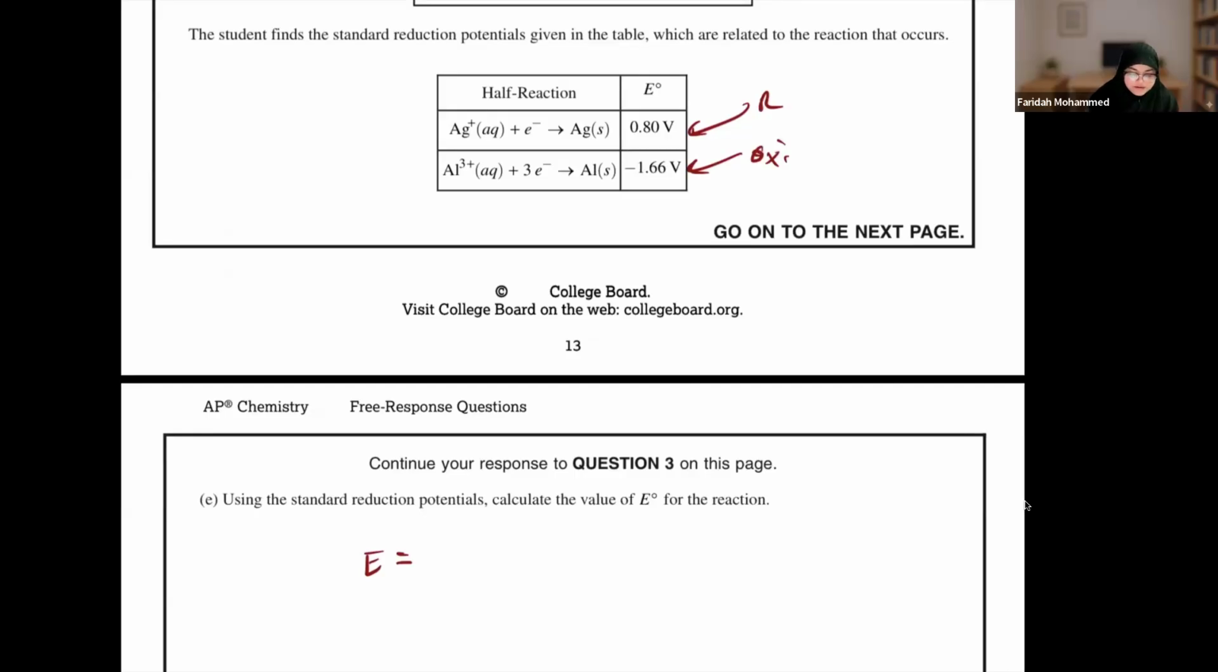So this one, the oxidized, you're going to flip it and it will become 1.66. Now you just add those two together. One point. Okay, give yourself 1 point if you have that.